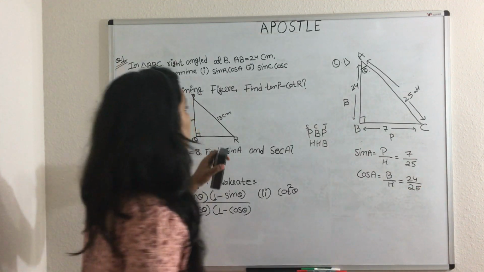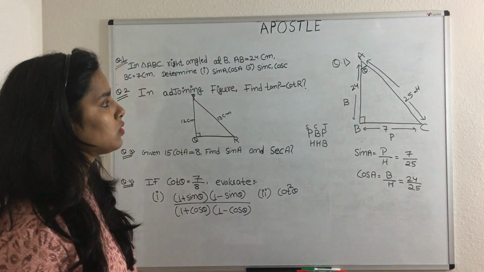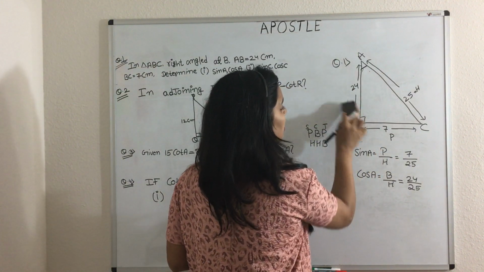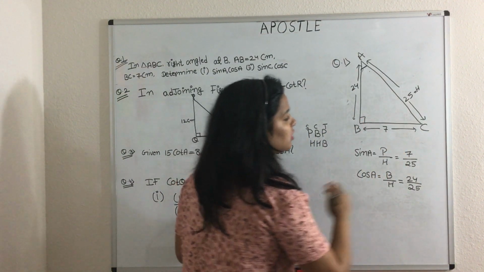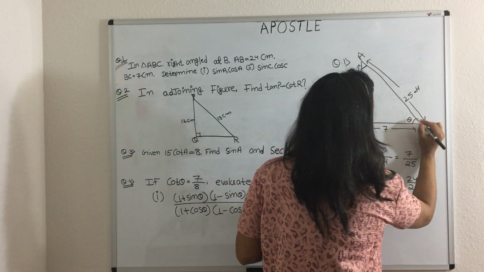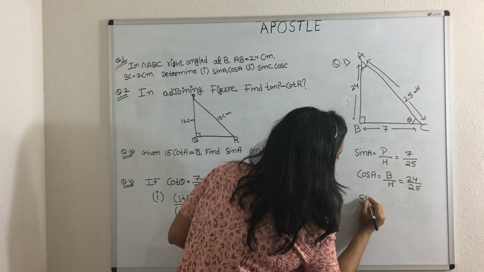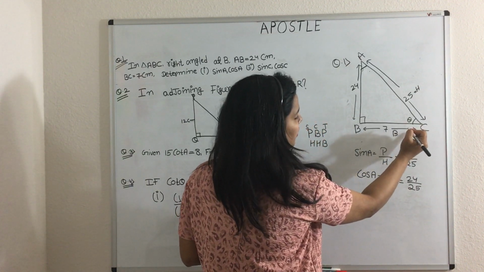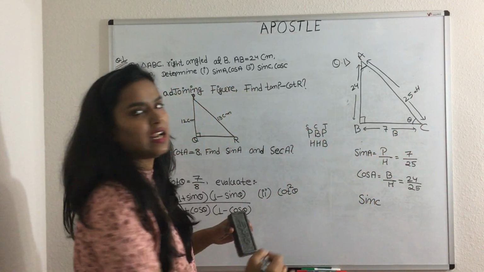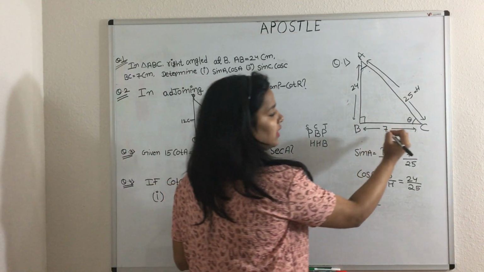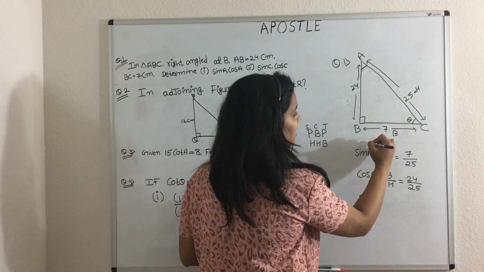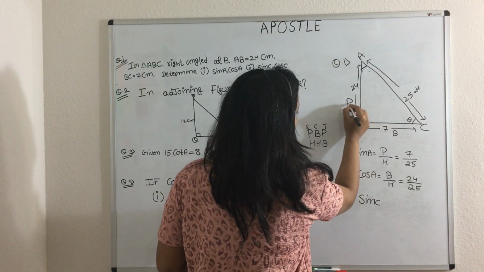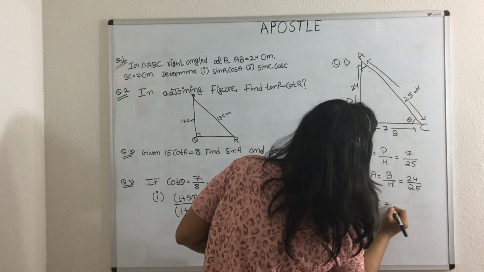Now we are going to discuss sin C. In the case of sin C, our theta is at this position. Our theta is changing to the position of C. If we have to calculate sin C, then our theta is shifted to C. So our base is this BC and our perpendicular is this AB. So in this case, sin C means P by H.